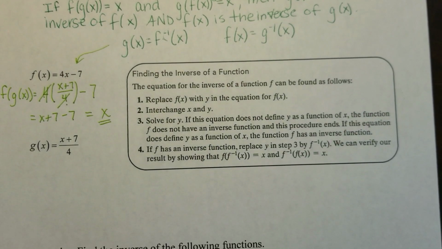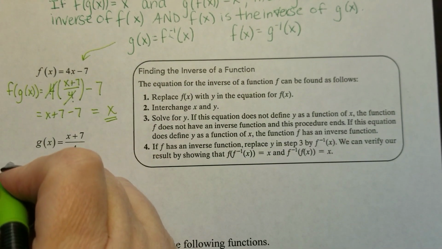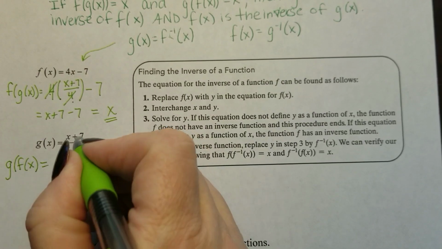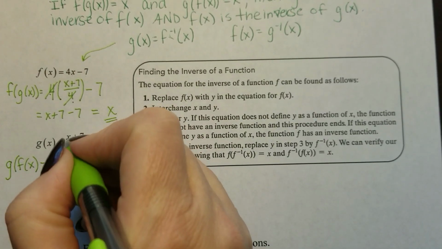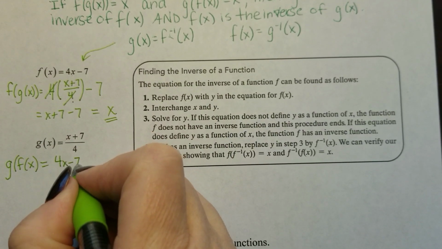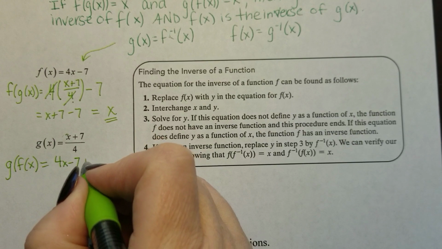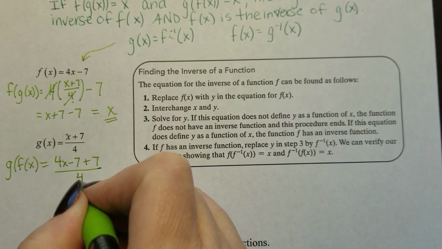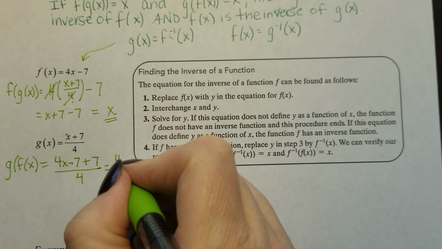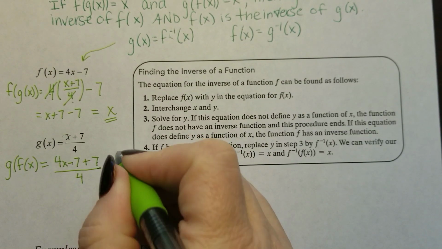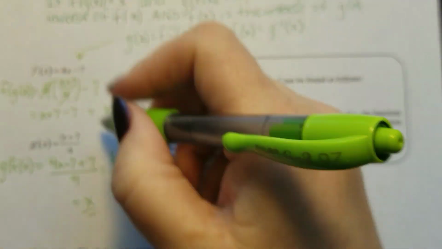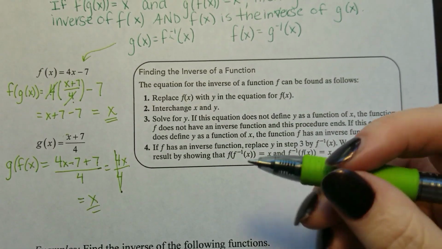Let's see about this next one. We'll find g of f of x. So we're going to take g, which is x plus 7 over 4, and where we see the x, we're going to put in f of x. So we're going to put in 4x minus 7 for this x plus 7 over 4. Well, negative 7 plus 7 is 0, so that gives me 4x over 4. The 4's can cancel, and that gives me x. So these are inverses of each other.